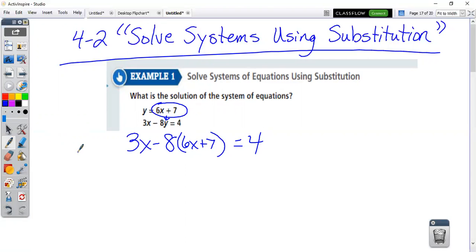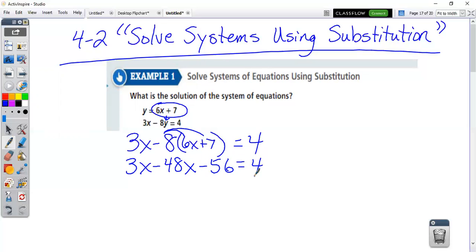And now you solve it. Now it doesn't have two variables anymore. It just has one variable. So I can actually solve it for the missing variable. You're solving for x. So I'm going to distribute. That will be 3x minus 8 times 6 is 48x minus 56 equals 4.